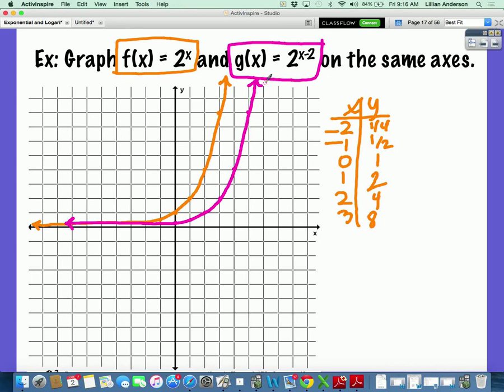Good stuff. You want a more challenging one? You should get another challenging one. We'll save that for later.